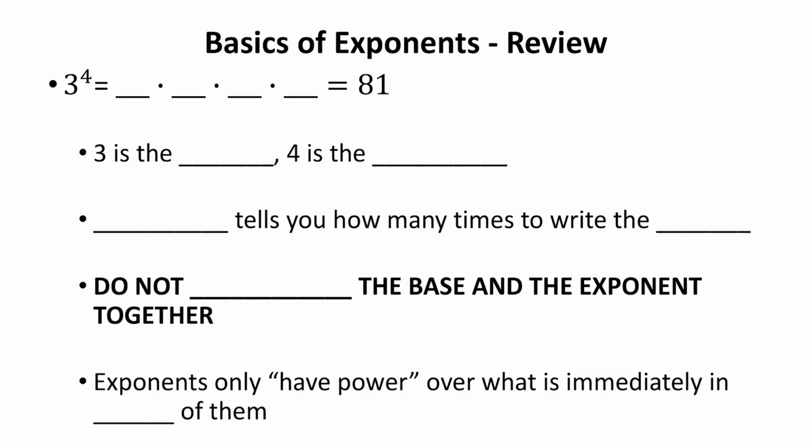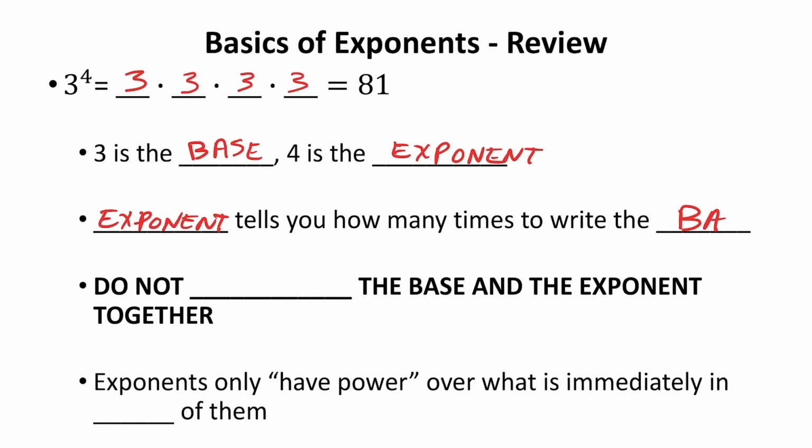Remember, 3 to the fourth is 3 times 3 times 3 times 3. That's expanded form. 3 is the base. 4 is the exponent. That's the terminology we use when we're doing exponents. The exponent tells you how many times to write the base.